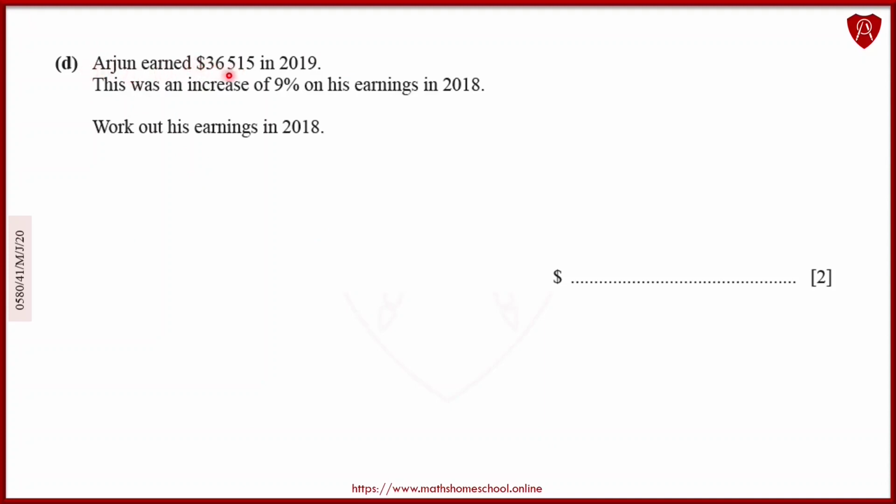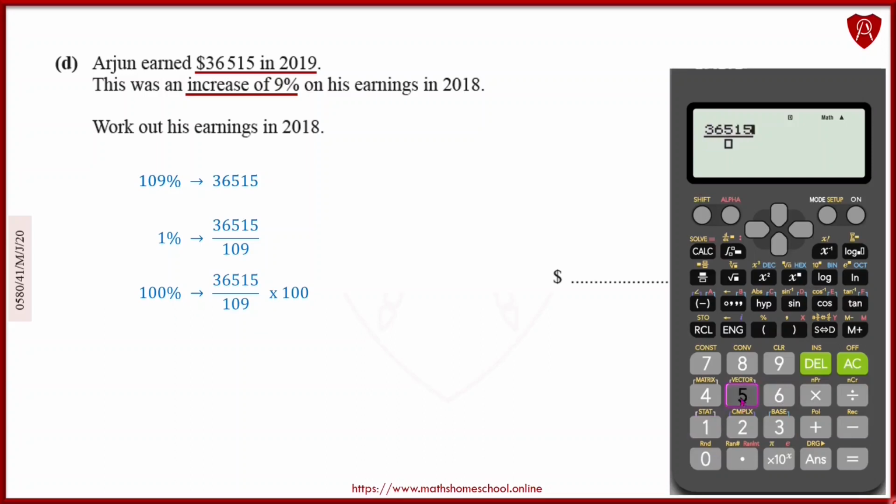Arjun earned $6,515 in 2019. This was an increase of 9% on his earnings in 2018. Work out his earnings in 2018. So an increase of 9% over his earnings in 2018 means that this amount is 109% of his 2018 earnings. We need to work backwards to 100%. First, divide everything on the right hand side by 109. Then to make 100%, multiply everything on the right hand side by 100. That is 6,515 over 109 times 100. We get 3,500.